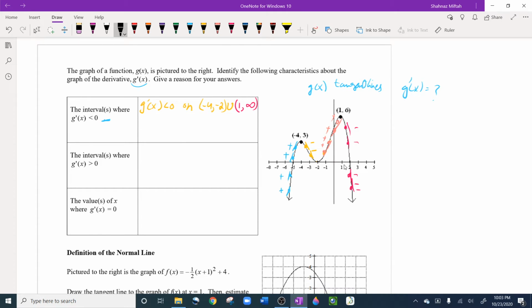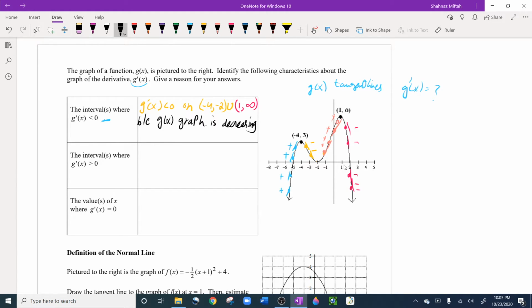Then it says because, why? Because the g of x graph is decreasing. I have to use the words decreasing and increasing when I'm talking about the original function g of x. And after because, whatever comes after it is whatever is given. Okay, let's try this one.